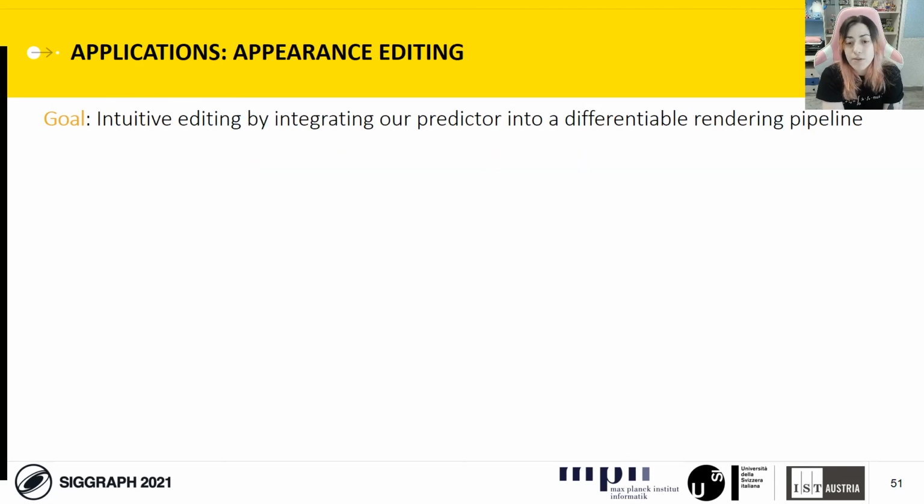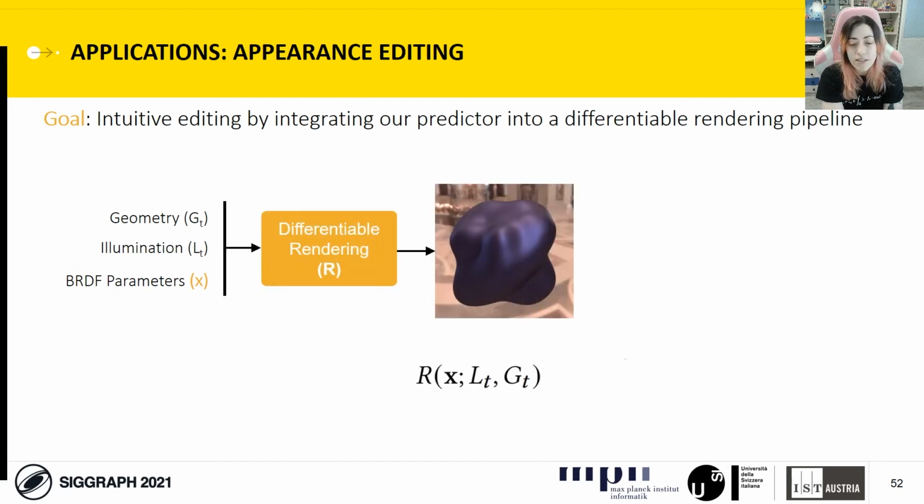In our second application, our goal is to be able to edit materials by integrating our predictor into a differentiable rendering pipeline. In particular, we use Mitsuba 2 for this task. We start from a target geometry and illumination and measure material, which we can fit to an analytic BRDF. After the fitting, we obtain a set of reflectance parameters, which we will use for rendering our material. First, we render the image using the differentiable renderer. Then, we run our attribute predictor on the resulting image and obtain a set of attribute predictions.